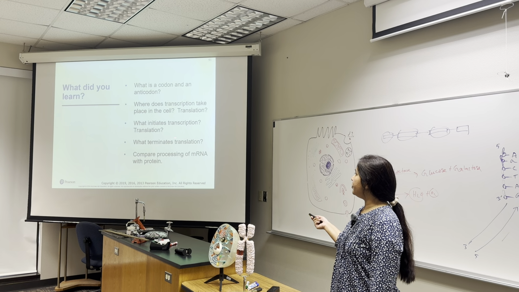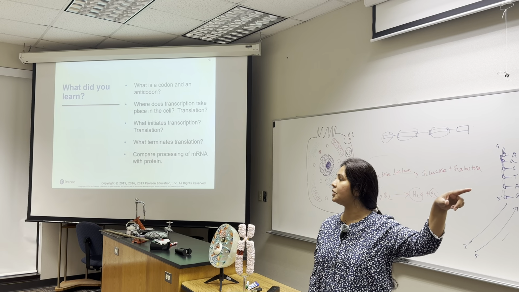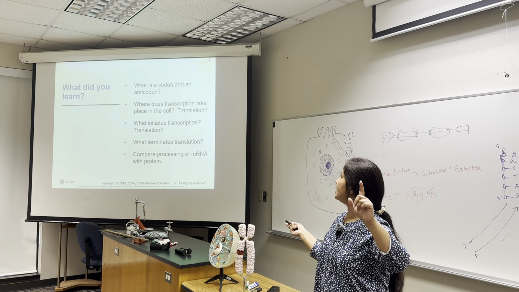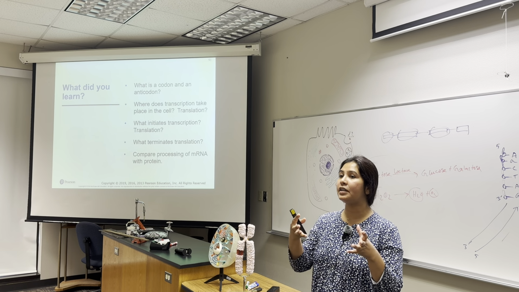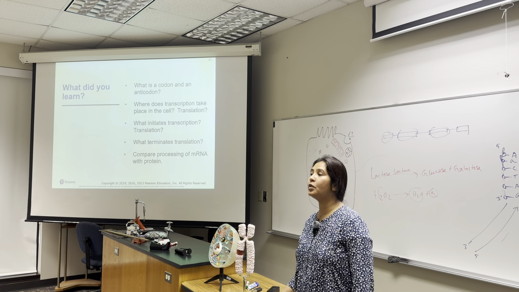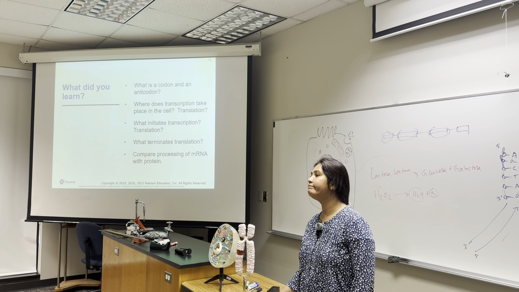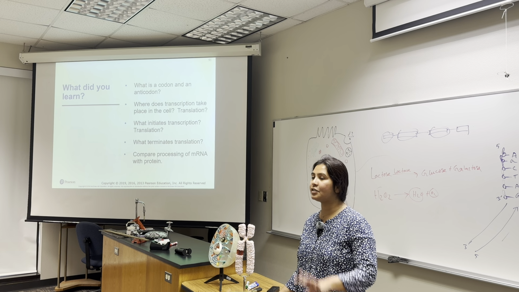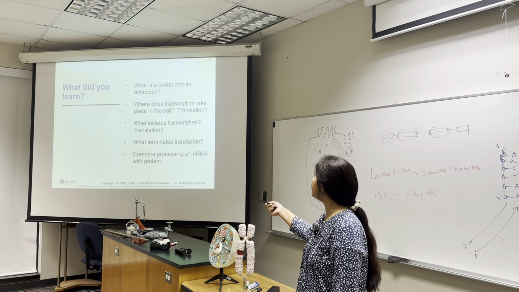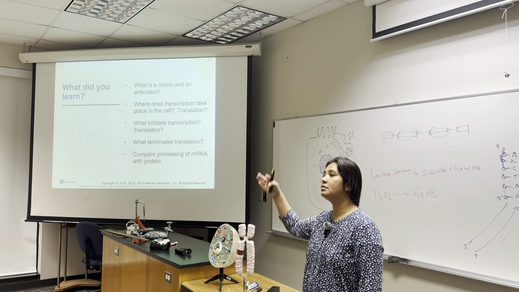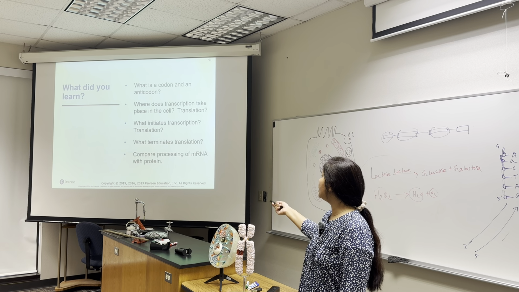What initiates the transcription and translation? Remember that switch: you turn on the switch and transcription happens and then translation happens. For transcription to happen, the promoter has to bind with which part? The polymerase has to bind with the promoter, and for translation to happen also something like that. So what terminates the translation? When they reach the stop codon, they stop the translation.